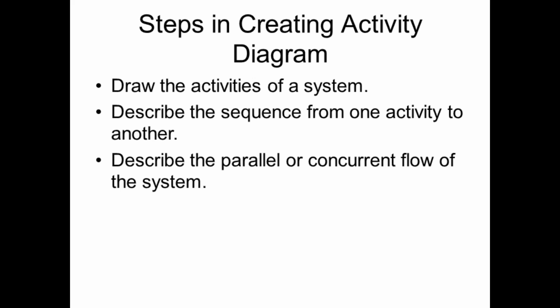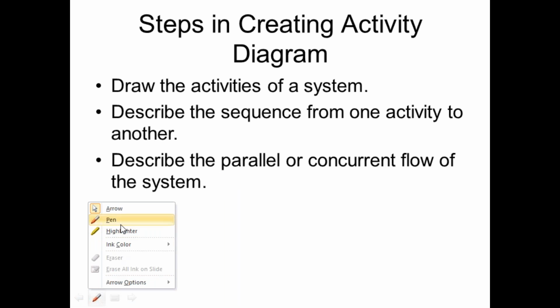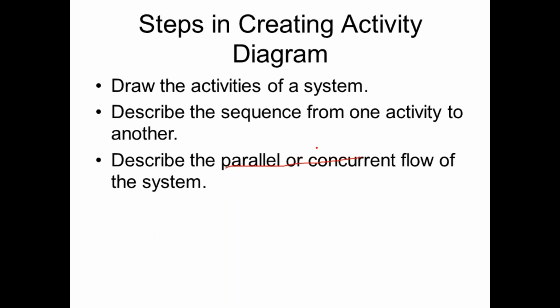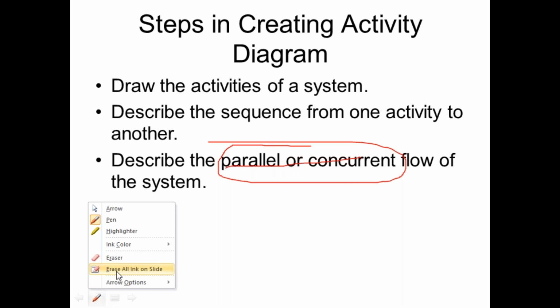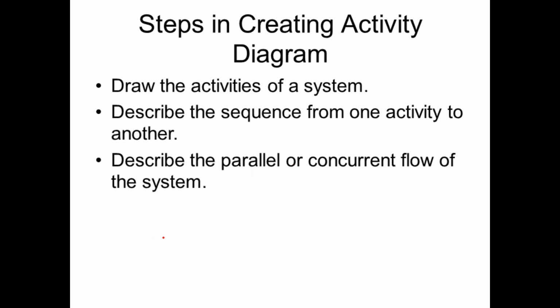So when you talk about the activity diagram, while creating it, first draw the activities of your system. Describe the sequence from one activity to another. Describe the parallel or concurrent flows of the system. So wherever there is a parallel or concurrent possibility, you define those parallel or concurrent flows of the system separately.